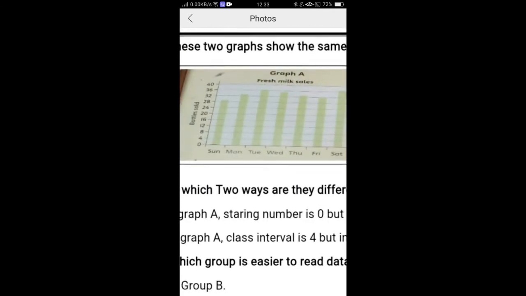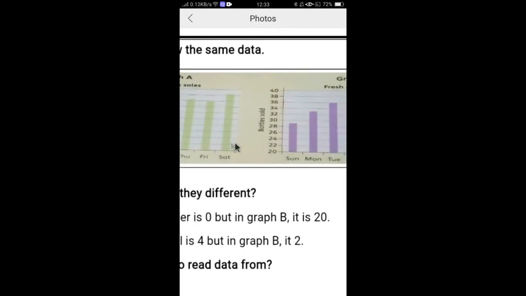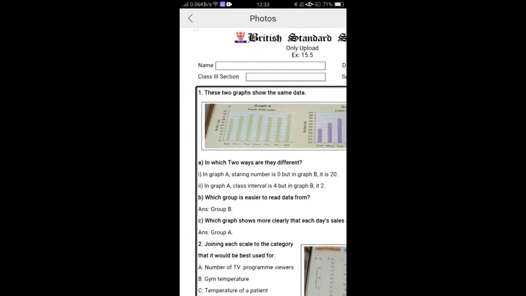These two bars show the same data, and they just change their class interval. The distance changes. If I compare them, graph A starts at 0, 4, 8. Its distance is 4 each time. But if you compare group B, it starts with 20, then 22, 24, 26. The starting number is different, and the difference from one number to another is just 2. So let's see what they are asking in the questions.